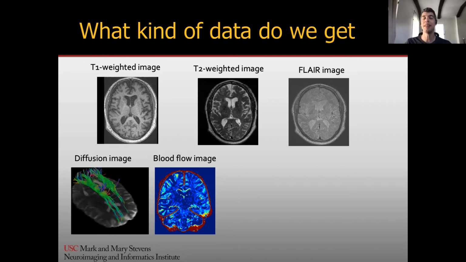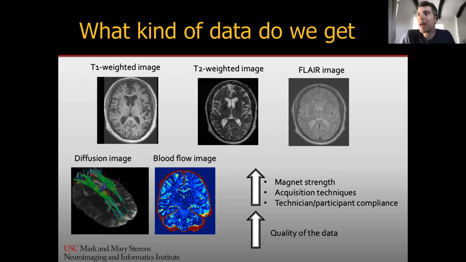Another modality that we're obtaining is blood flow images in the brain. Here it's a more complicated sequence, but the outcome of this sequence is to understand the vascular properties of the brain, how blood flows into the brain and how it's absorbed by the tissue.